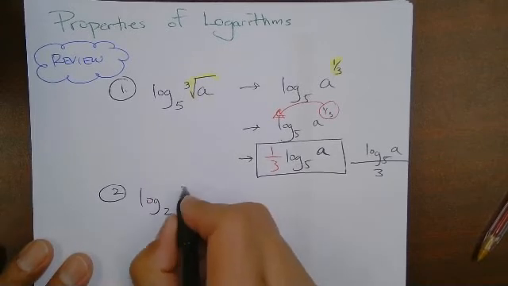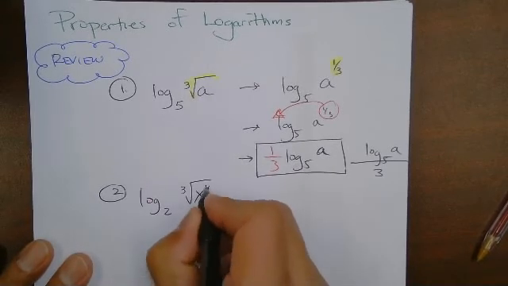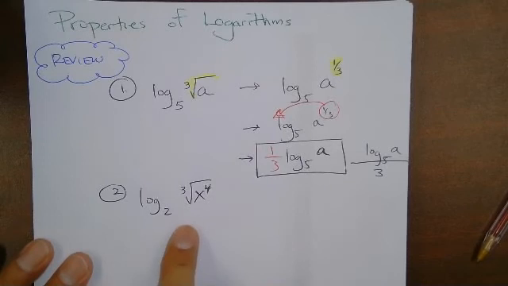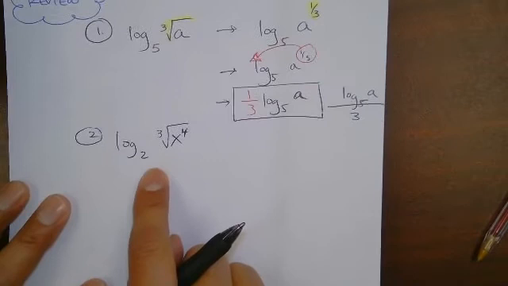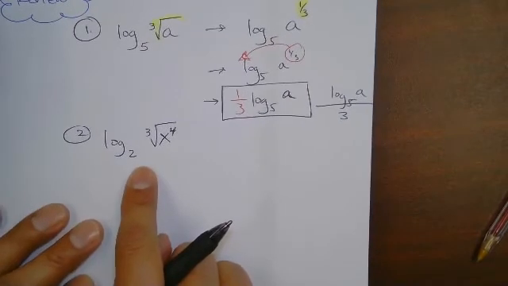Okay. This one. What about this? Log base 2, the cubed root of x to the 4th. What about this? Have you guys seen this? Have you had something like this? You guys know how to handle that? You guys know how to work this? Okay. Well, I'm just going to go over it because I know some people are okay, but not everybody.